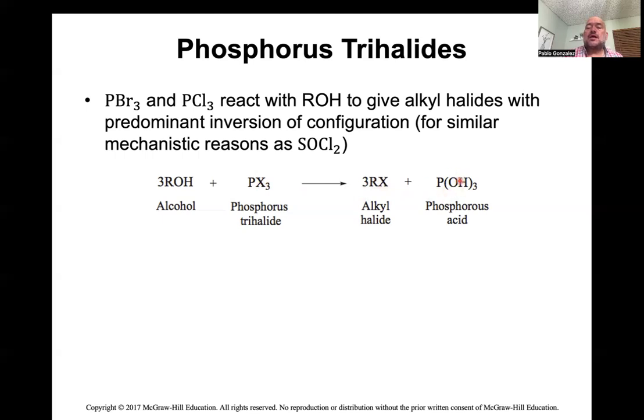the phosphorus acid. This is the third reaction that you need to put in your index card and you need to learn. So these are three ways that you can produce the alkyl halide.